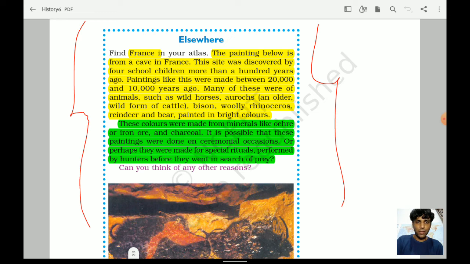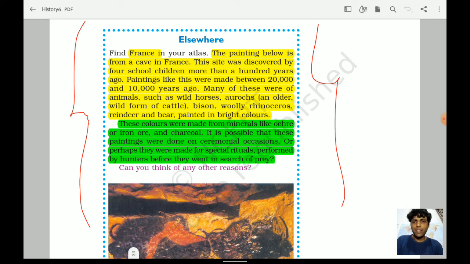If we talk about the time period, it must have been the upper Paleolithic to Mesolithic, which we have already discussed, because the Mesolithic period was between 12,000 and 10,000 years ago, and prior to 12,000 the upper Paleolithic period was going on. Many of these were animals such as wild horses, aurochs, an older wild form of cattle, bison, woolly rhinoceros, reindeer, and bear, painted in bright colors. These colors were made from minerals like ochre, iron ore, or charcoal.